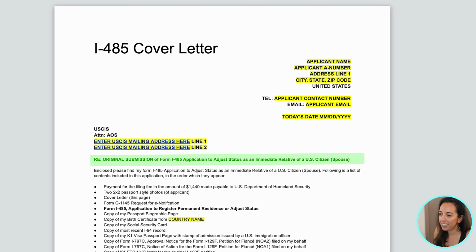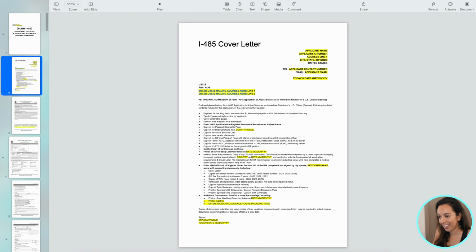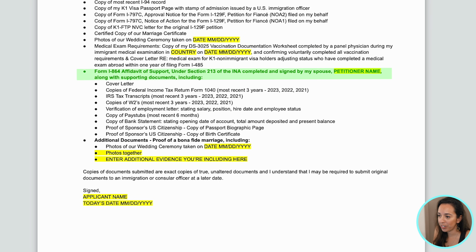Next, we highlighted that this is the original submission of Form I-485 to adjust status of an immediate relative of a U.S. citizen. We stated, here's a list of contents included in the order in which they appear in the packet. As an FYI, USCIS does prefer the check at the front of your packet. As you can see, we also included the Form I-864 in the contents page, as it's required to be submitted with the Form I-485, proof that your spouse can financially support you. And it includes its own list of supporting evidence.